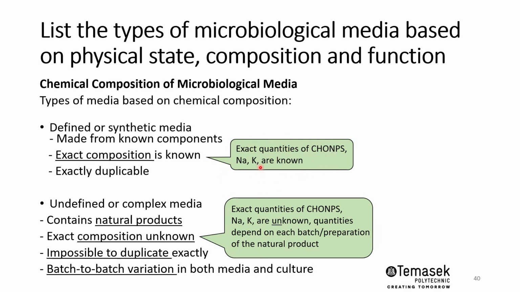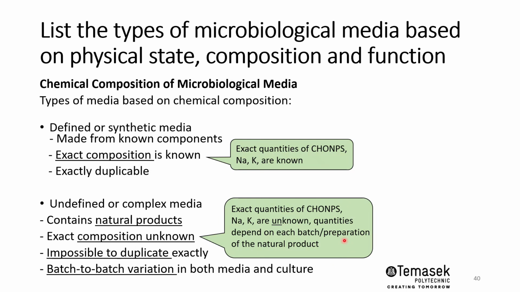They are known. So remember CHONPS from the earlier topic, we are looking at the carbon source, the hydrogen, the oxygen, nitrogen, phosphorus, and sulfate. For undefined or complex media, usually they contain natural products. The exact quantity of CHONPS and the rest of the ions here are unknown, and it differs from batch to batch also. The exact composition we don't know. It's difficult to duplicate exactly as well because of the batch to batch variation, in both the media and the culture.